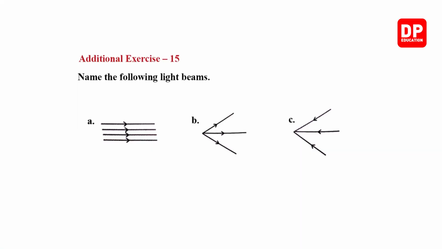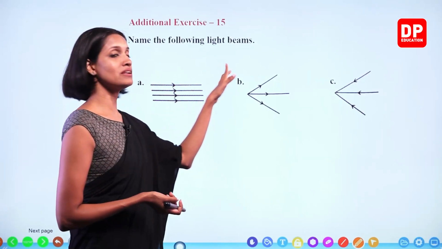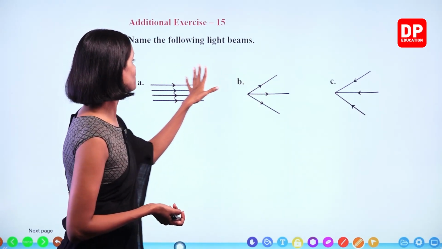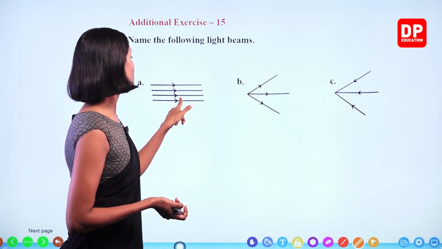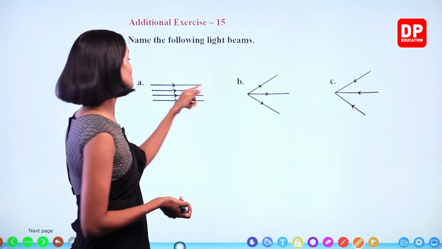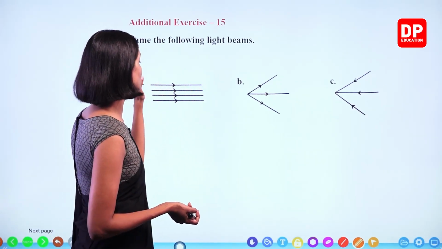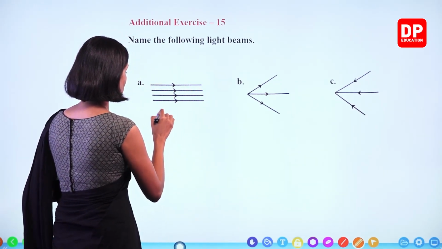Exercise 15. Name the following light beams. Now we are very familiar with them. What type of light beam is this? You all can see the light rays are parallel to each other. This is a parallel beam.